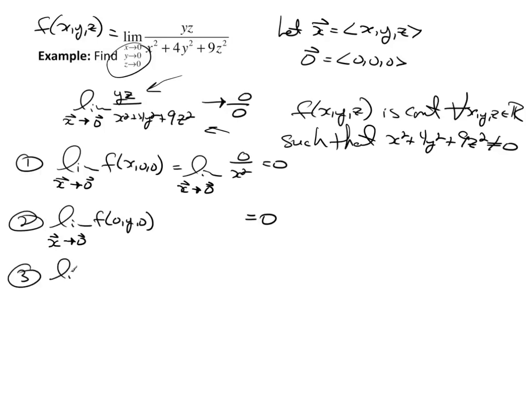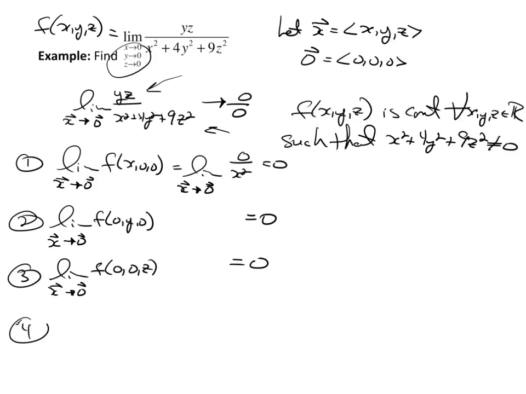So now if I take a look at the limit as the x vector goes to 0 of f of (0, 0, z), well, the same sort of thing is going to happen. I'm going to have 0 over 9z squared because everything else is 0. So again, I'm going to 0. So this is starting to look promising, as if this limit may be 0.